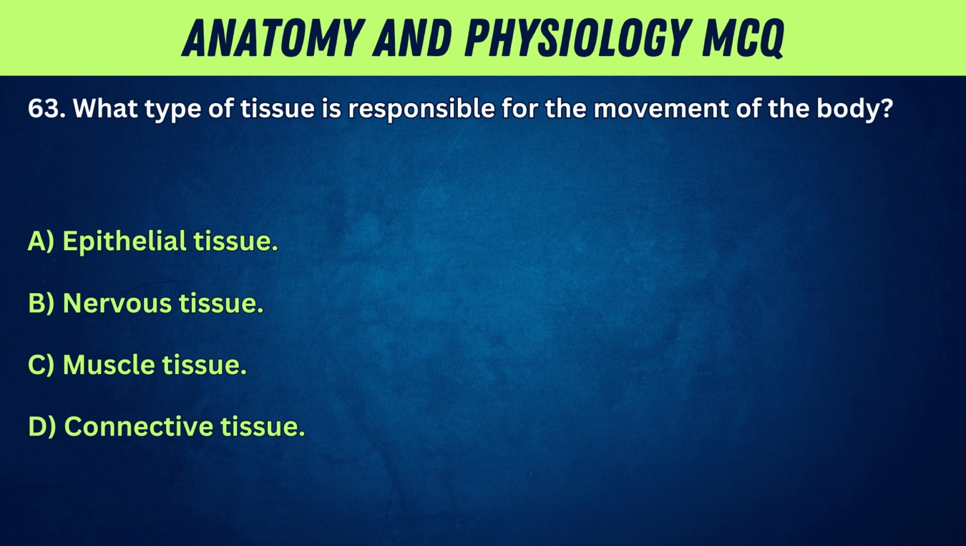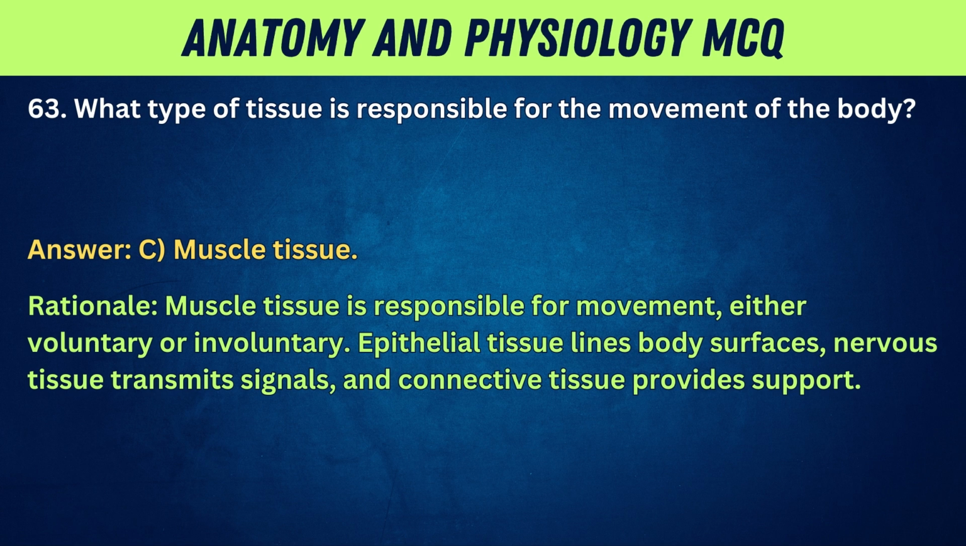63. What type of tissue is responsible for the movement of the body? A. Epithelial tissue, B. Nervous tissue, C. Muscle tissue, D. Connective tissue. Answer: C. Muscle tissue. Rationale: muscle tissue is responsible for movement, either voluntary or involuntary. Epithelial tissue lines body surfaces, nervous tissue transmits signals, and connective tissue provides support.